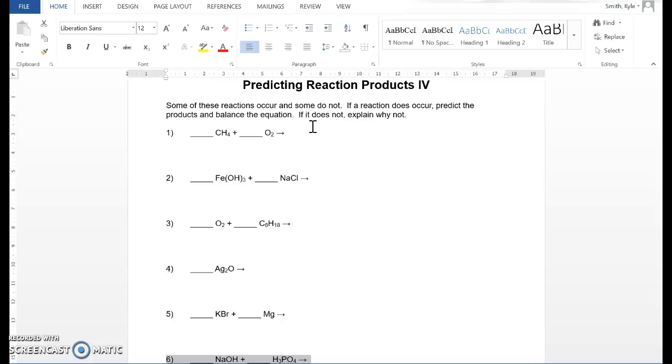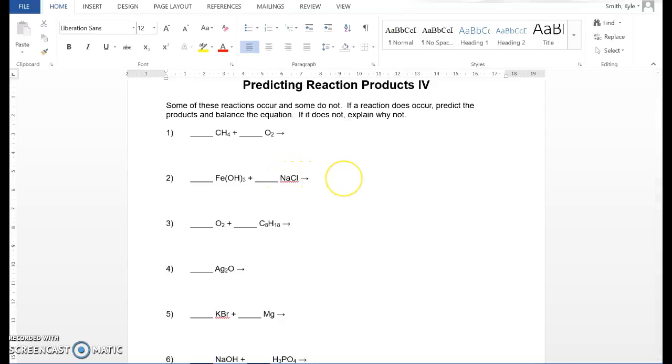So some things we're looking for right away. I see CH4. That's a hydrocarbon, and we've talked about that before, with oxygen. I've got something with oxygen. It's probably a combustion reaction. The second one here I will give you a more specific example of. Look, this is iron and hydroxide. That's your polyatomic ion. Okay, and then salt, sodium chloride.